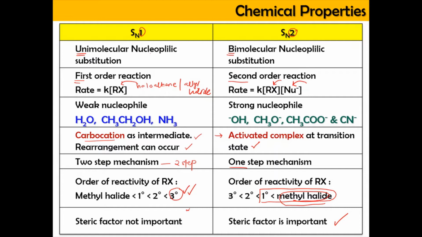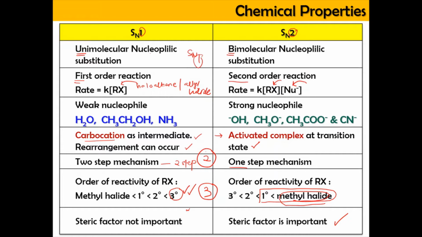So these are the differences between SN1 and SN2, so that whenever you get confused, you can always refer back to the properties of SN1 and SN2 here. Okay, so SN1 is a first order reaction. It has a two-step mechanism, and it involves a tertiary carbocation.